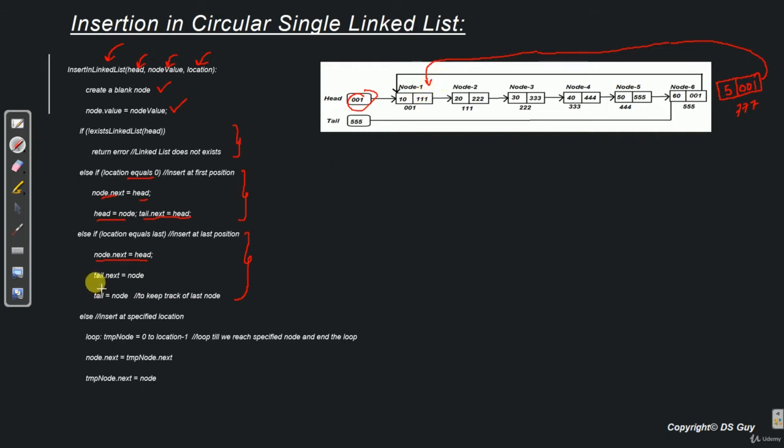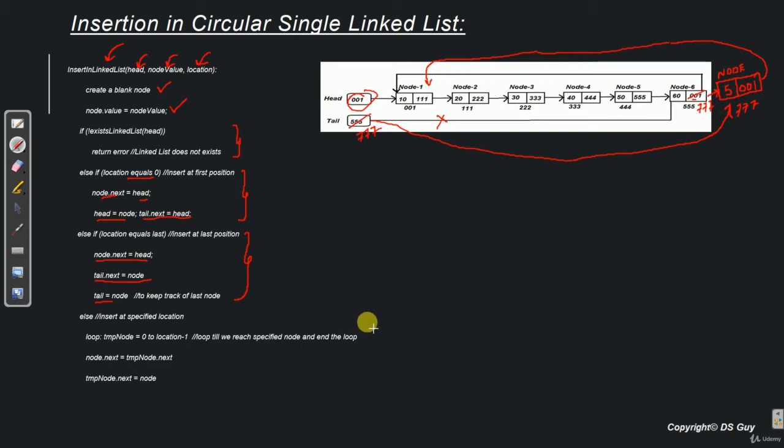Now the next step is tail.next is equal to node. So what is tail.next right now? Tail.next is 001. So we need to update it to node, that is 777. Now the last step is tail is equal to node. So we have to update tail and it should be pointing to node, which is 777. So this link gets destroyed and it starts pointing to the last node, which is node 777. With that we have successfully inserted a new node at the end of a list.